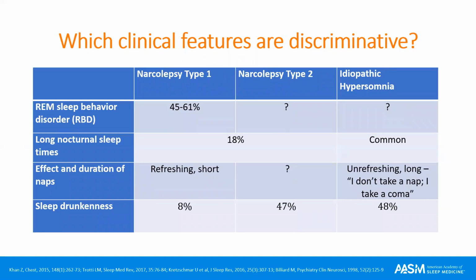REM behavior disorder, at least mild cases, is not uncommon, maybe in half of people with narcolepsy type 1. It really has not been well quantified in type 2 narcolepsy or idiopathic hypersomnia. You would certainly not expect it in idiopathic hypersomnia, maybe some in narcolepsy type 2. Long nocturnal sleep times are common in idiopathic hypersomnia. They are less common in people with narcolepsy. There was a study that looked at narcolepsy patients as a whole and showed that 18% of them had long sleep times. In fact, most of the patients with long sleep times had narcolepsy type 2, not narcolepsy type 1.